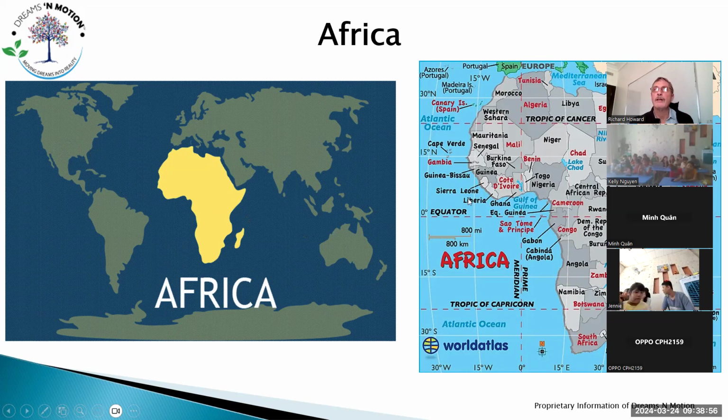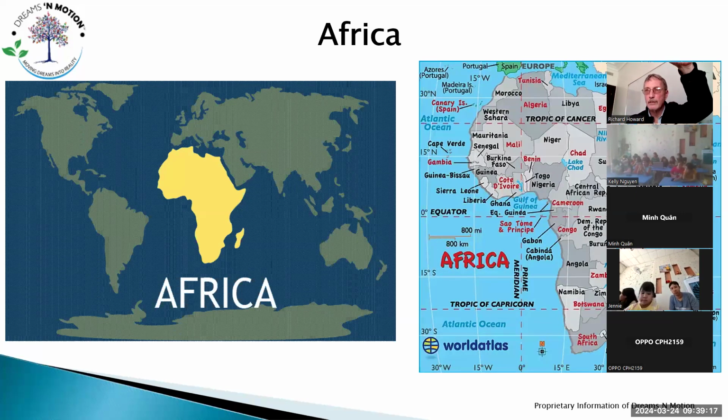Good job. The country I live in right now is called Tunisia. It's the north part of Africa. Africa is a big continent, very big. It has the north, the center, and the south. Like Vietnam, you have the north part, the middle part, and the south part, right? So Africa is like that: the north, the middle, and the south.